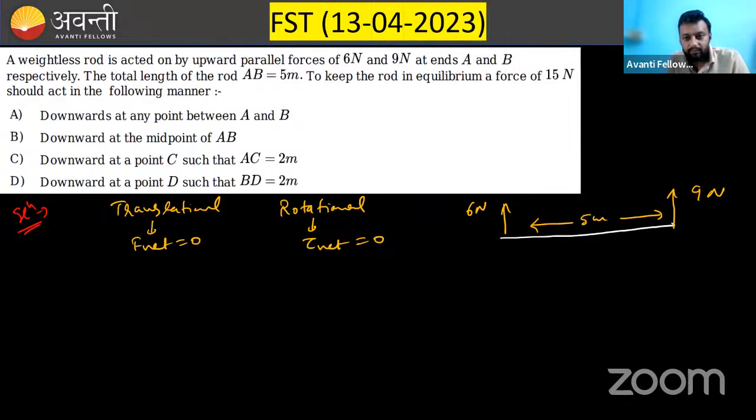The net force on the body is 6 Newton and 9 Newton in the upward direction. That is 15 Newton in the upward direction. So the force that is to be applied is 15 Newton in the downward direction. So I am assuming that 15 Newton is applied in the downward direction. Clear? This is end A, this is end B. Check whether I have placed A and B correctly or not.